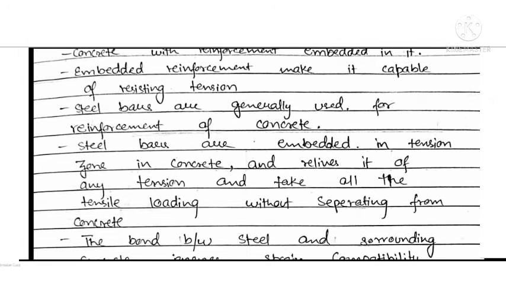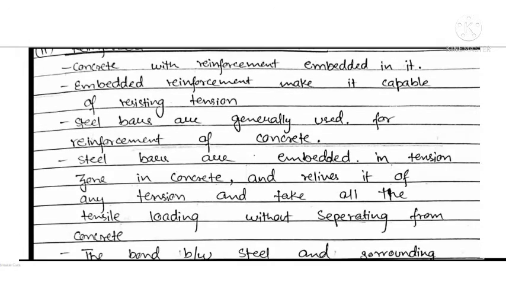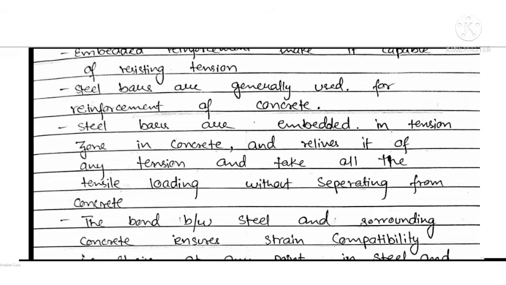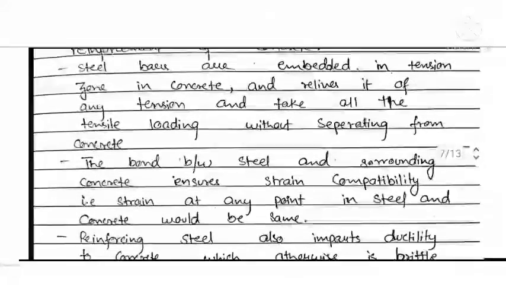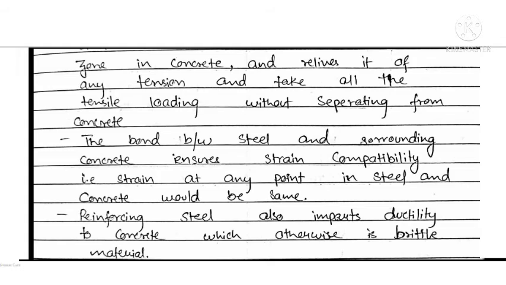So what is reinforced cement concrete? It is plain cement concrete with the reinforcement of steel in it, which makes it more durable and stronger, and relieves it of any tension and takes all the tensile loading without separating from the concrete. The bond between the steel and the surrounding concrete ensures strain compatibility, that is, the strain at any point in the steel and the concrete would be the same.